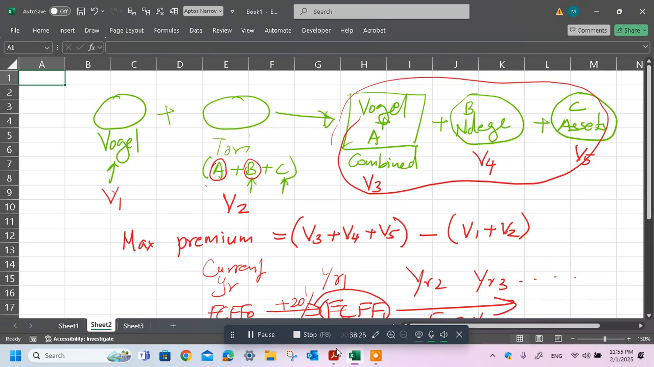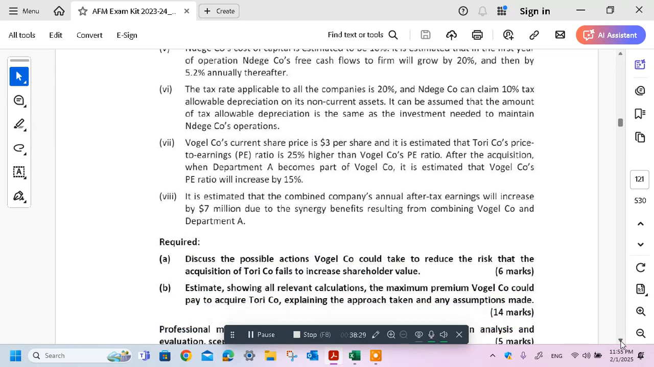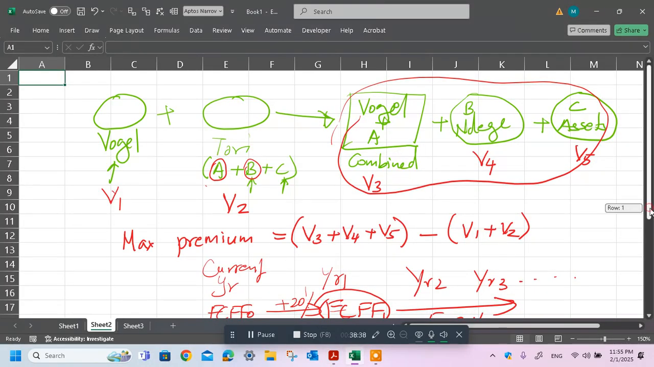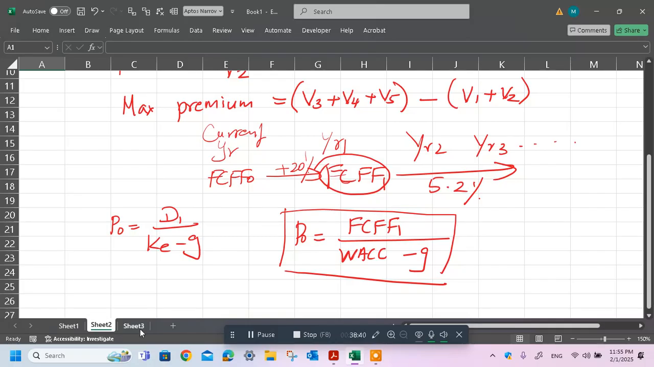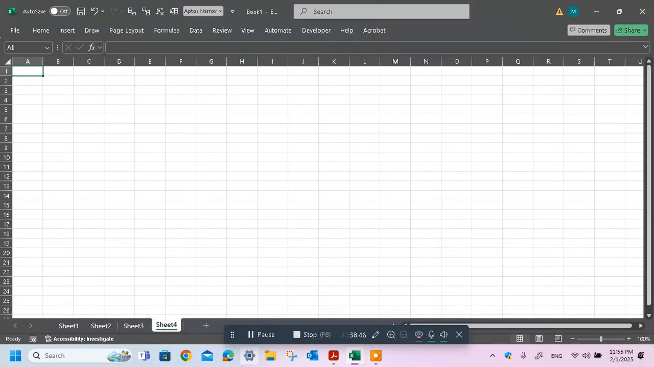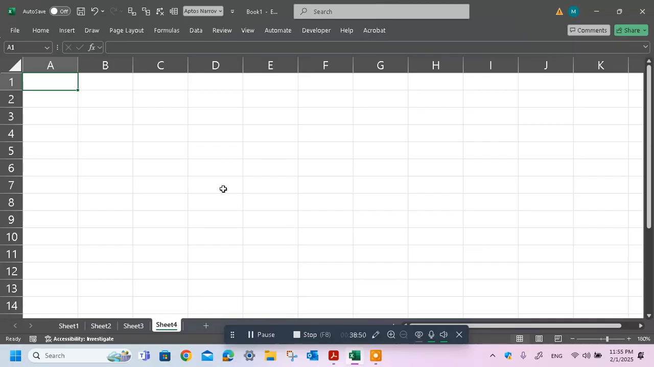I skipped part A. Part A is about why acquisitions fail and how you can avoid it. Discuss the possible actions Vogel company could take to reduce the risk that the acquisition of Tory fails. So how can you avoid it? Like in the background information they have mentioned, many of their acquisitions have failed. So they want to know how they can ensure that the failure doesn't occur. But let me explain one by one.